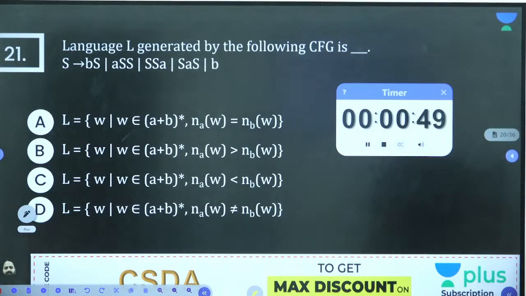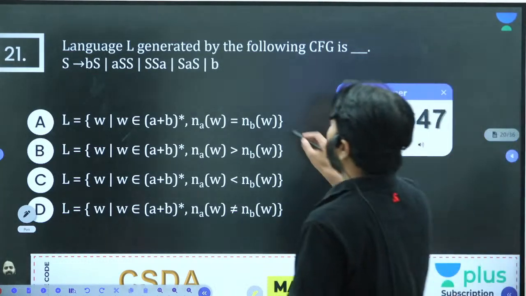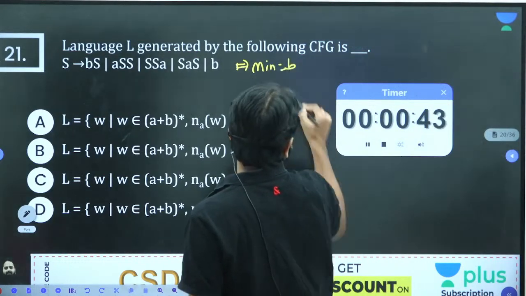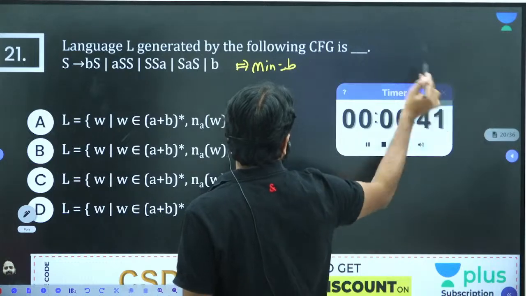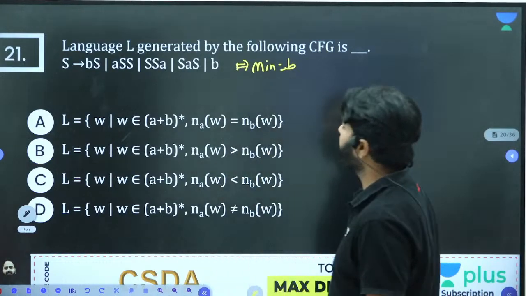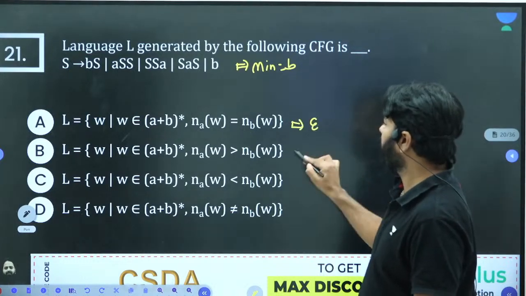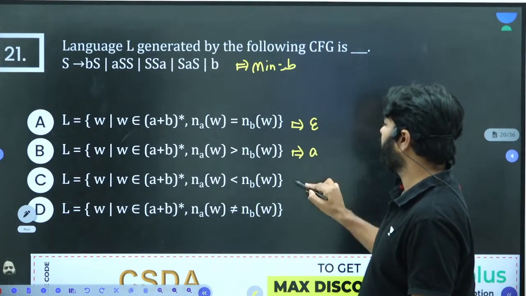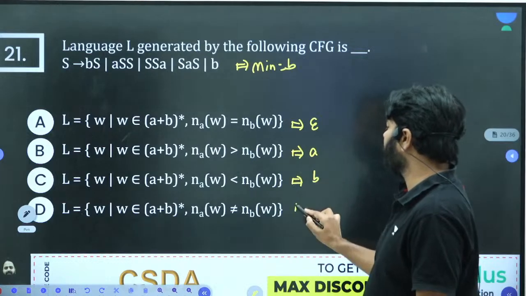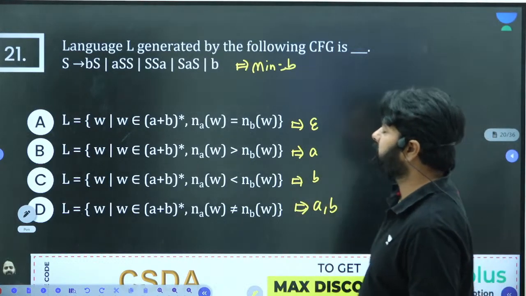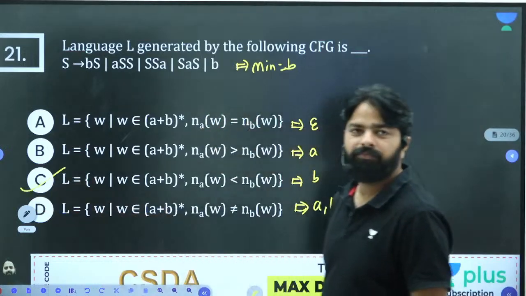Now it looks easy, right? What is the minimum string here? The minimum string is B. The time is sufficient for you, right? Minimum string is B, and here what is the minimum string? Epsilon. Here the minimum string is A. Here the minimum string is B. Here the minimum string is AB. So the only one which matches the minimum string is C.